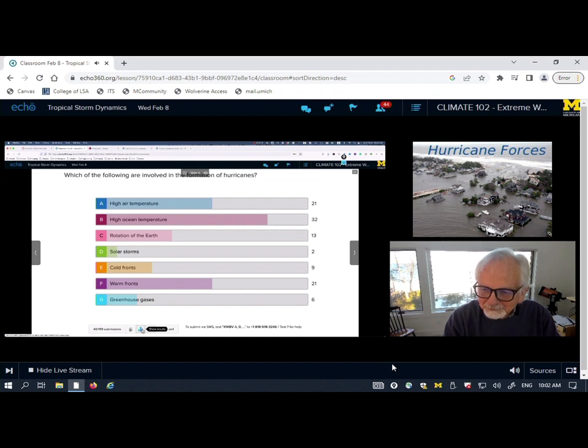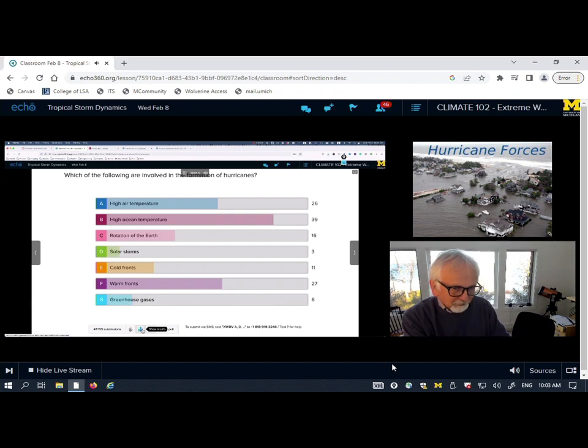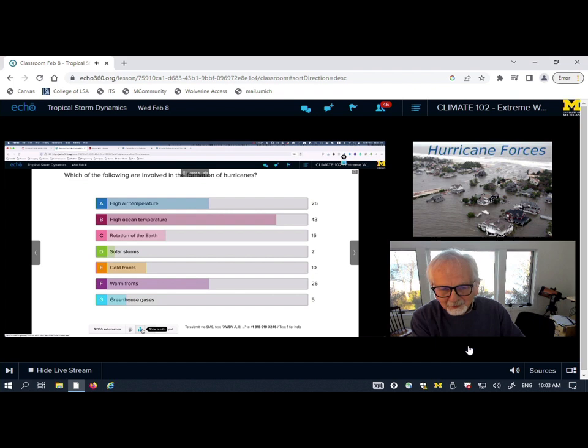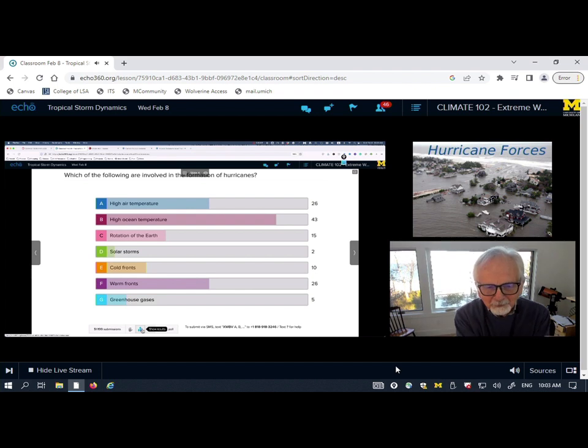Okay, well, high ocean temperatures has the most votes, and I would agree that's going to be a big feature here. The power of a hurricane is entirely from the latent heat release inside of clouds, and so to get the excess amounts of water vapor, you're going to want to have a high ocean temperature. In fact, so high that it needs to be at or above around 79 degrees Fahrenheit. And even more than that, it's more than just the surface temperature of the ocean, but really through what depth is the ocean warm.